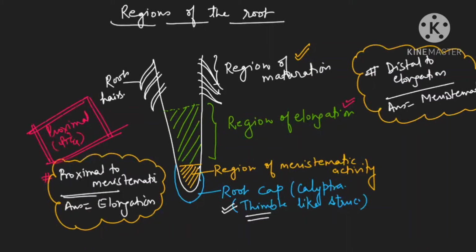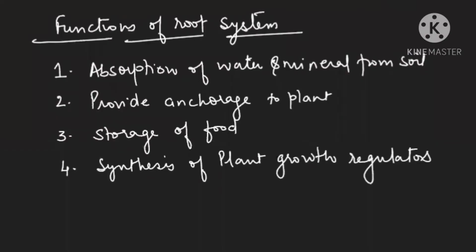Okay, now we will study the functions of the root system. First function you know very well, it is always absorption of water and minerals from the soil, and it is providing anchorage. Anchorage means support to the plant body, okay? So they are providing anchorage to the plant. Now this is another important fact. This is in the line of NCERT.